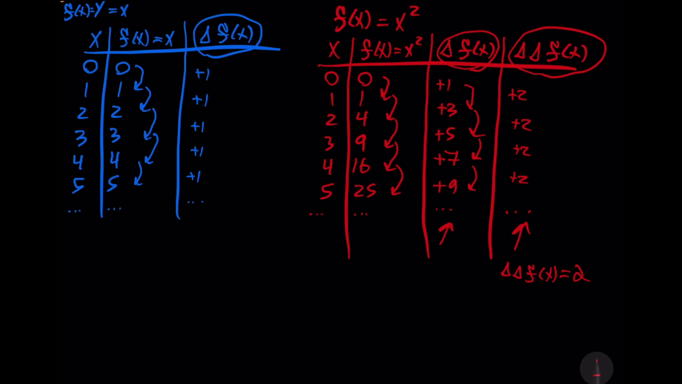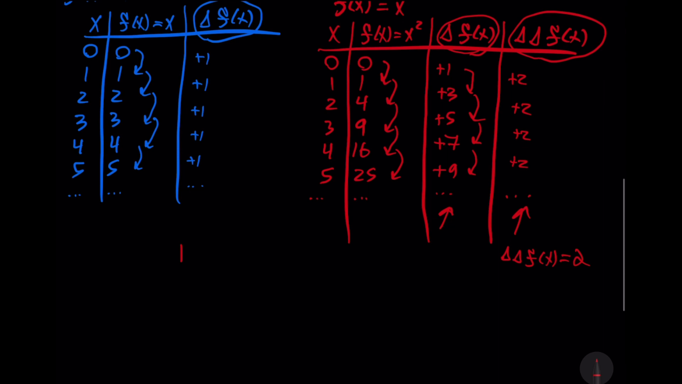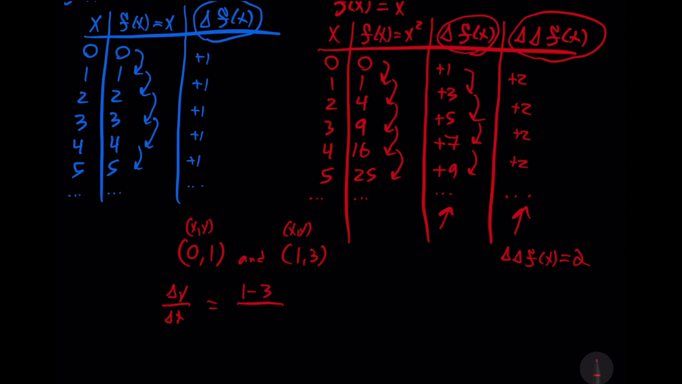But that's okay. Let's just say we have the first entry as 1. Actually, I'll just say the first entry is 0, comma 1, and the next entry is 1, comma 3. So if we think about the change in y over the change in x, where this is x comma y, and this is x comma y, we get 1 minus 3 over 0 minus 1, which is minus 2 over minus 1, which is just a 2.